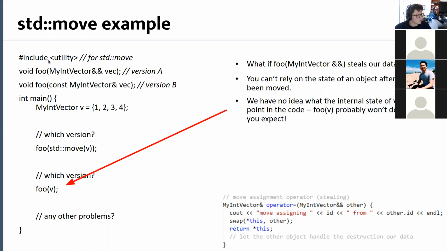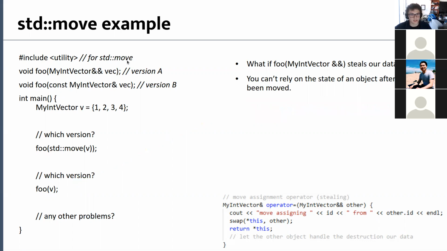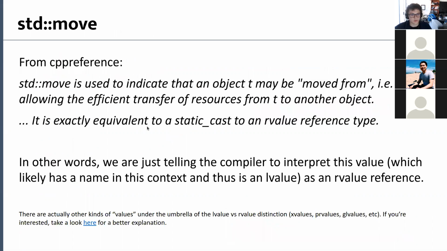Does std::move just say make this an R value? Yep, that is all it does. And in fact, if you go to the cppreference page, it is exactly equivalent to a static cast to an R value reference type. And that is just true. It's a friendly way to just do an ugly static cast. Which is pretty funny, but a lot of the times it's very necessary. So that would be static_cast<myint vector&&>(v).